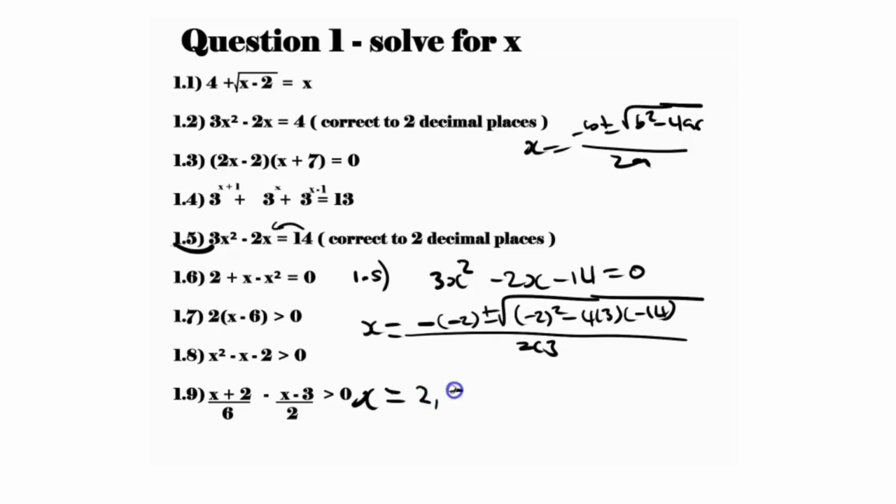So this one is going to give us 2.52. The second one is going to give us -1.85. That's how we basically do it. So let's proceed to 1.6 now.